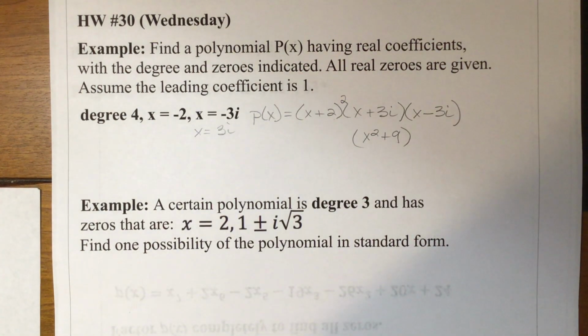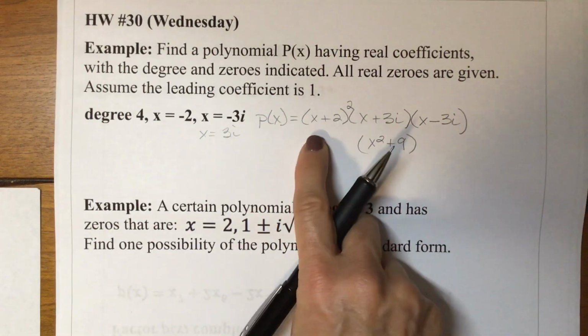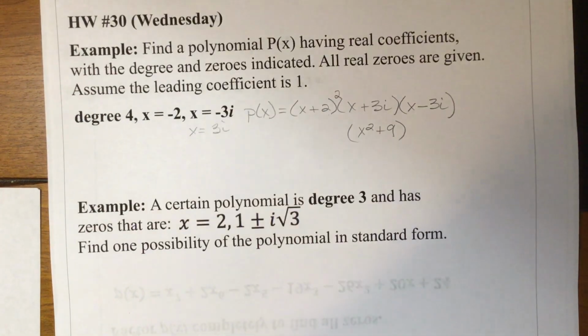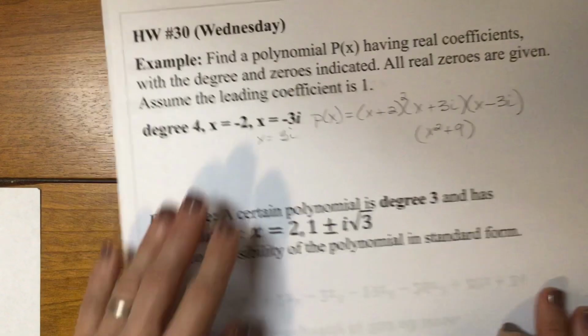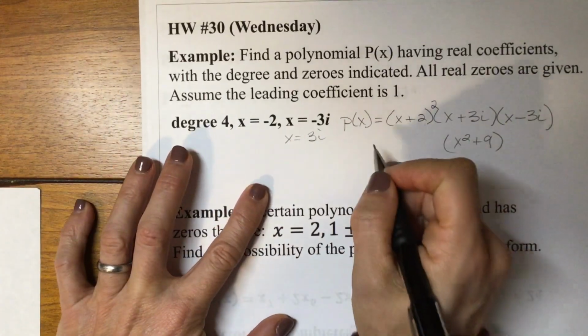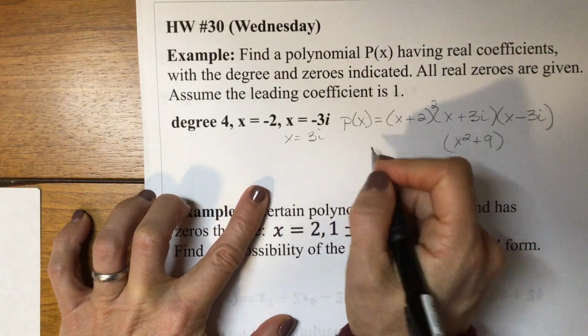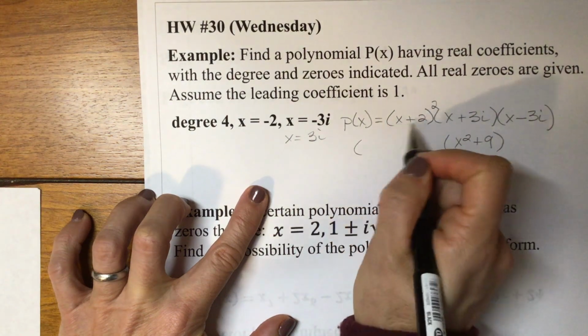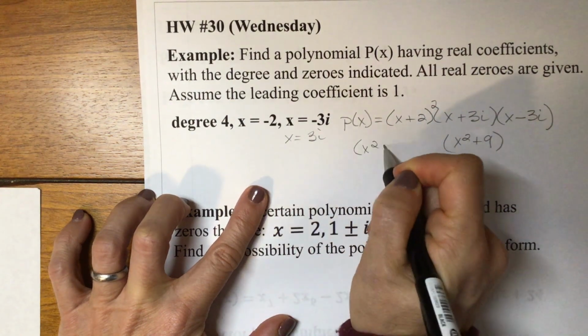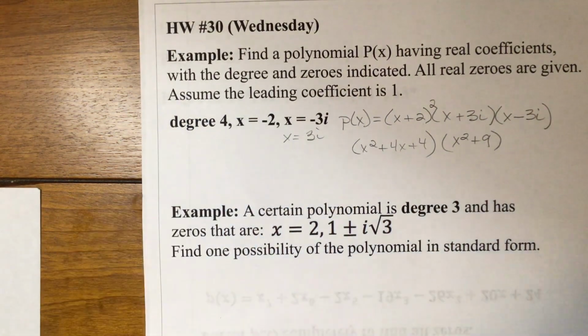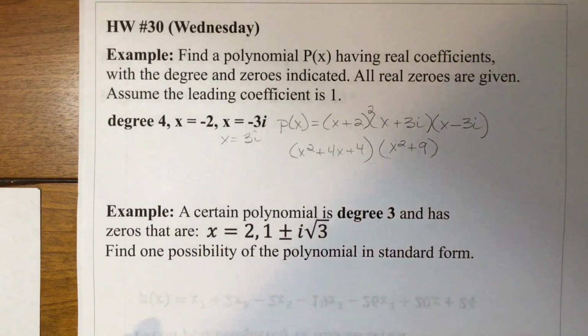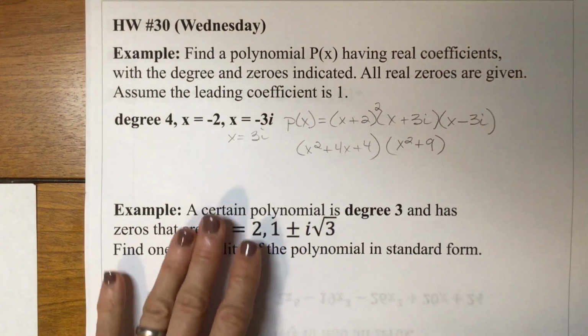So now I know that I have x plus 2 squared. That gives me 2 zeros right there. So a negative 2 with the multiplicity of 2. And then x plus 3i times x minus 3i. If I multiply these out, x plus 2 squared is really x squared plus 4x plus 4. And now I can fully distribute.